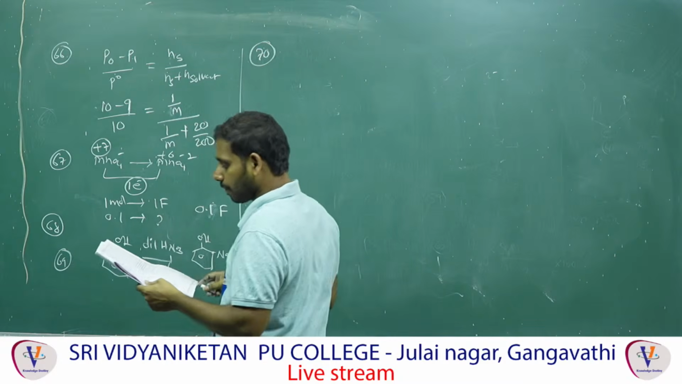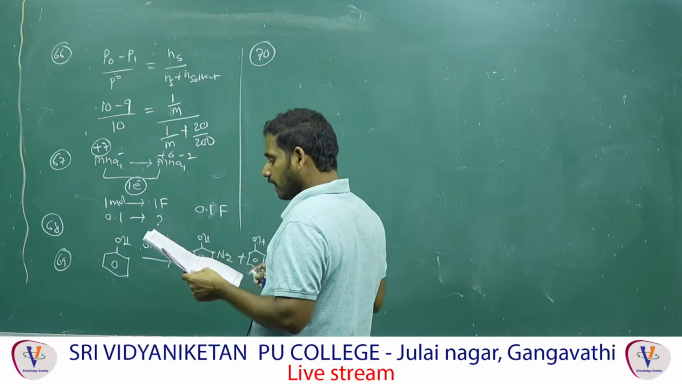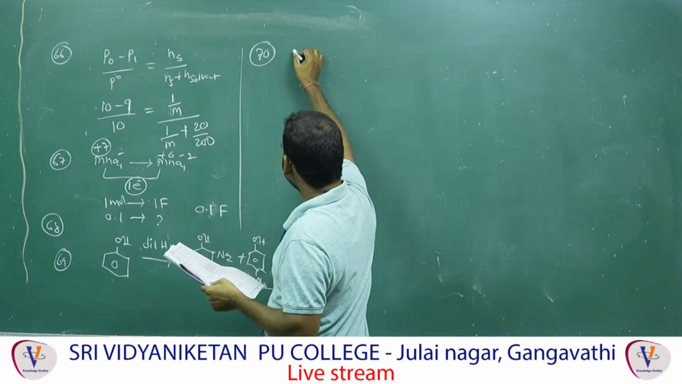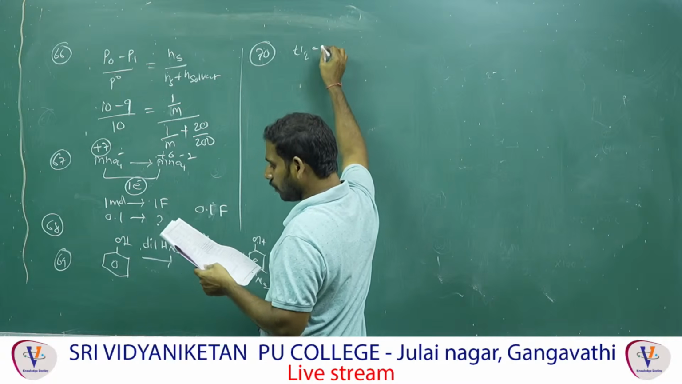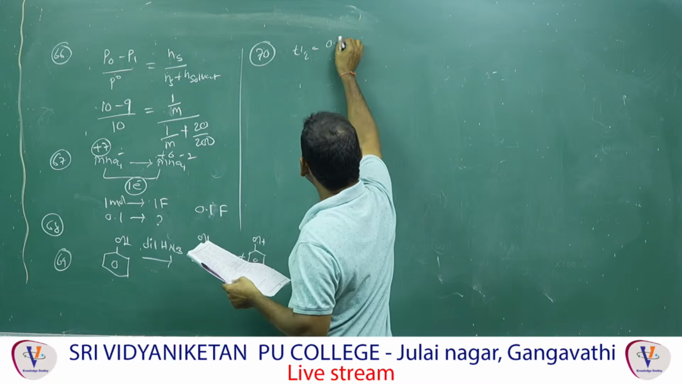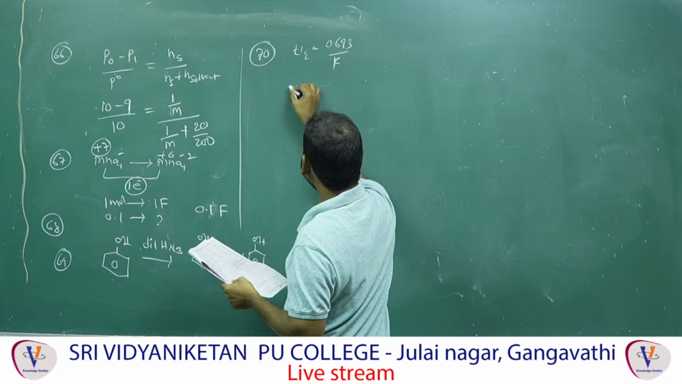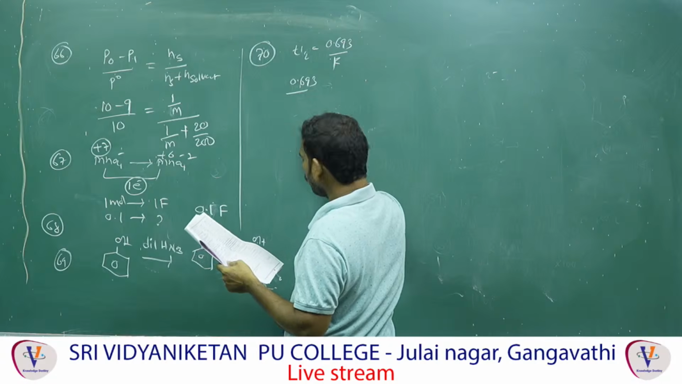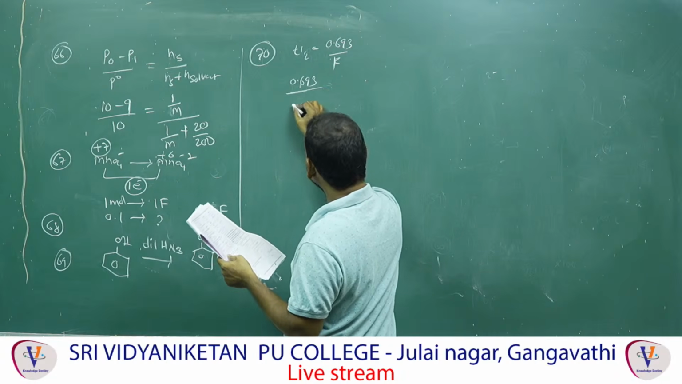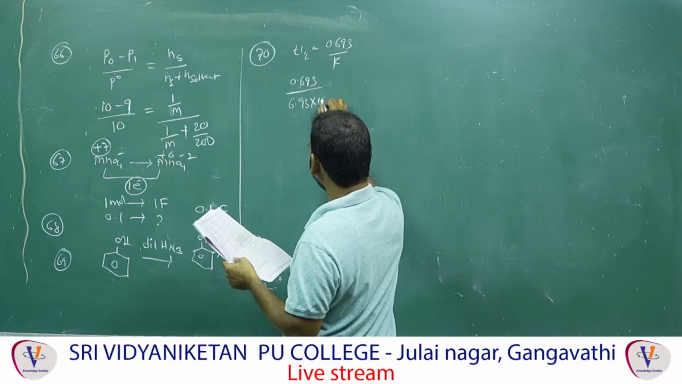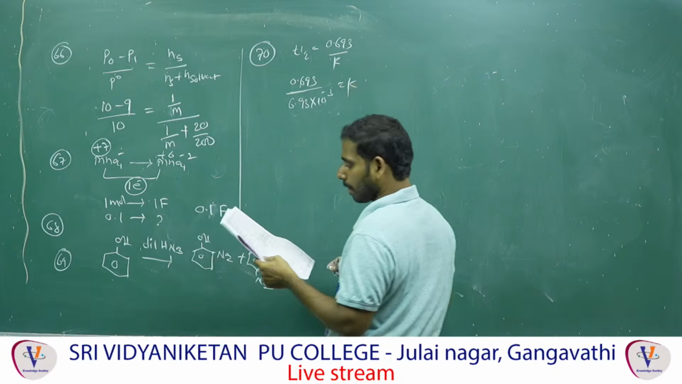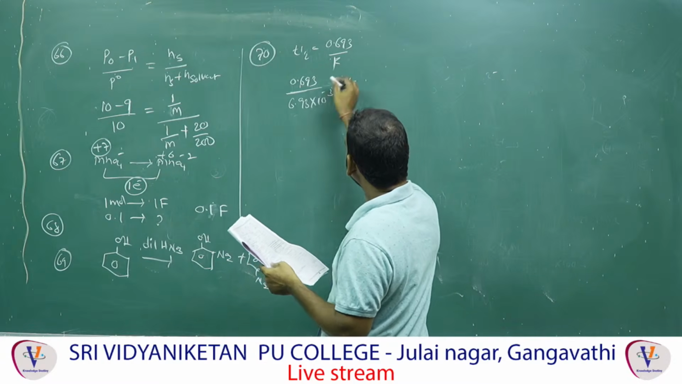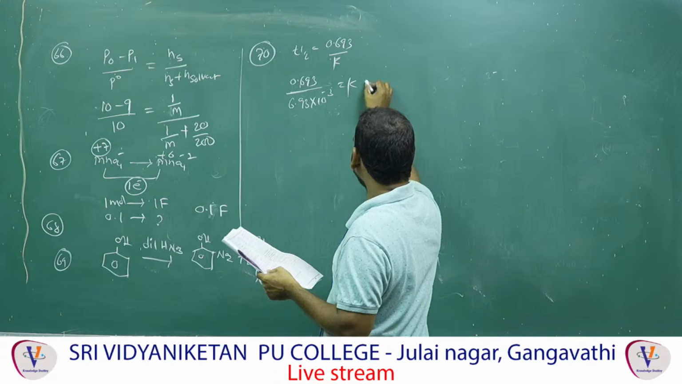Question number 70. They have given an equation, and they are asking the temperature. First you find the half-life, first order. T half is equal to 0.693 by K. Now find K. 0.693 by T half, how much is given? 6.93 into 10 power minus 3 is equal to K. Right? Now the K value you will get, 100.